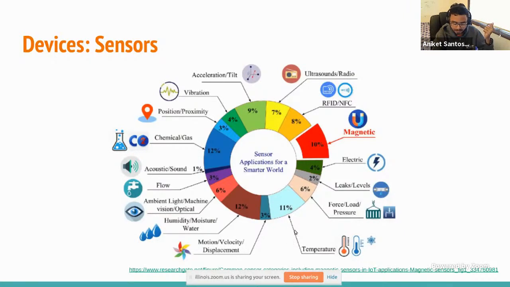We also have temperature sensors which can control the HVAC system. So these are some of the sensors, and you can look them up on Google and check out lots of sensors, which are readily available.